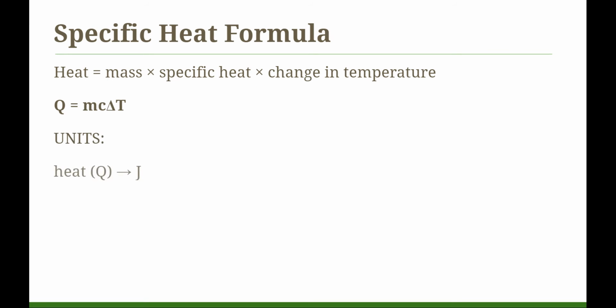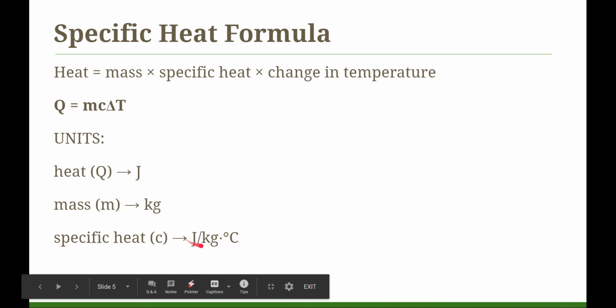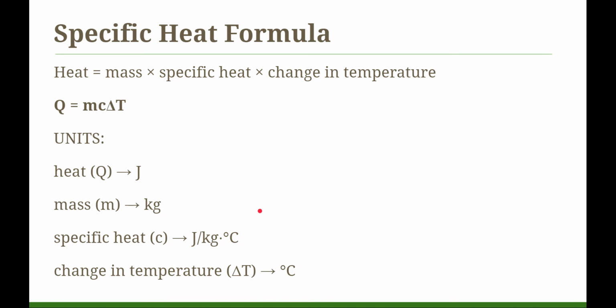The units for these things: heat is in joules, mass needs to be in kilograms, and specific heat gets these weird looking units, joules per kilogram degree Celsius. So just take a look at this, because anytime you see it in a problem, you know it means specific heat right away, because this is very different from anything else we've seen so far. And then lastly, change in temperature, that's just going to be degrees Celsius.